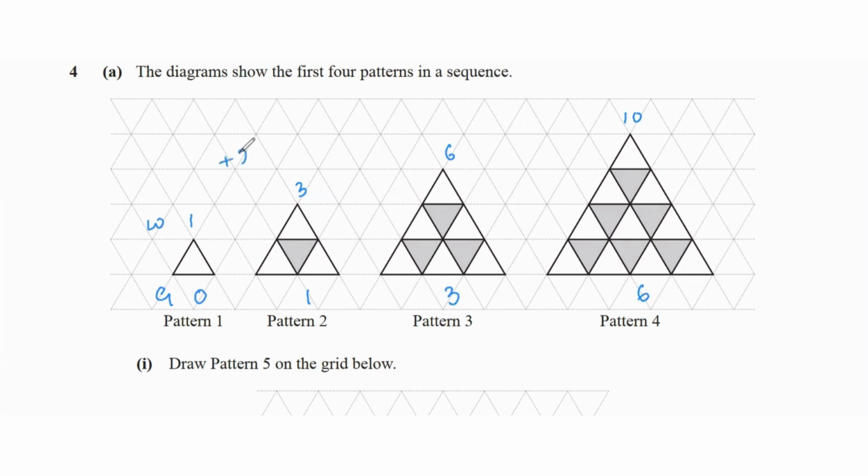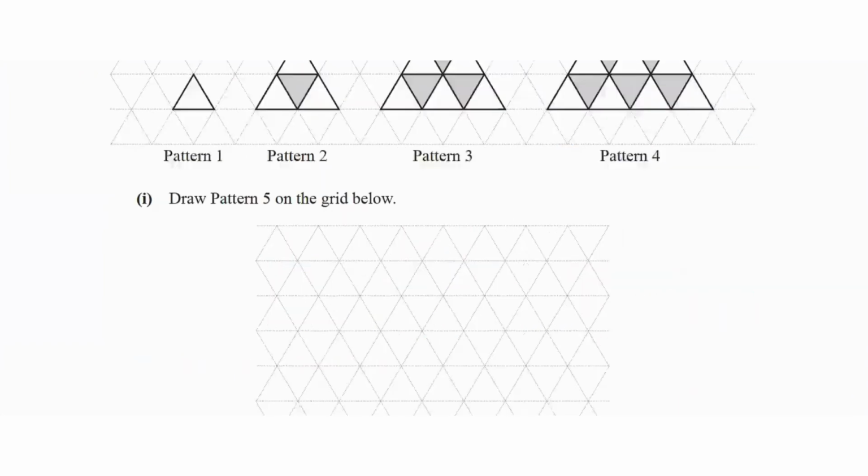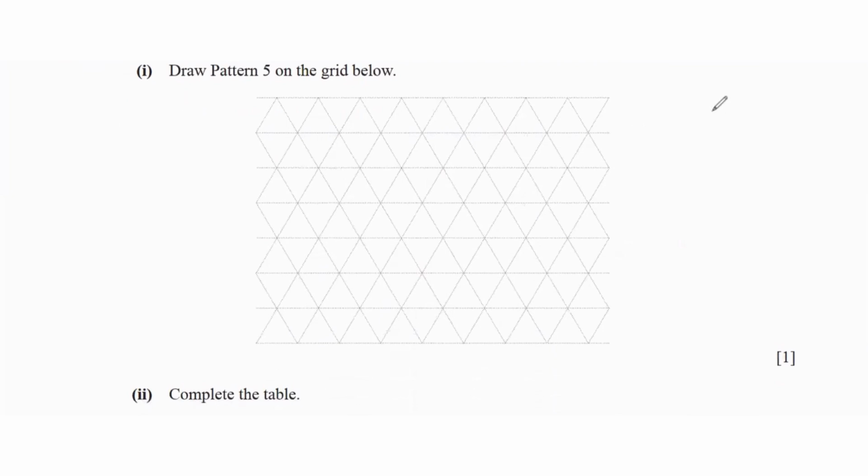So we added 2 over here, we added 3 over here, added 4 over here. So the next pattern, you're going to add 5 over here. For gray, you start with adding 1, then added 2, then added 3. So now you're going to add 4. Which means white triangles are going to be 15 and gray triangles are going to be 10 for pattern 5. So if we draw that, white 15, gray 10. So total is supposed to be 25.